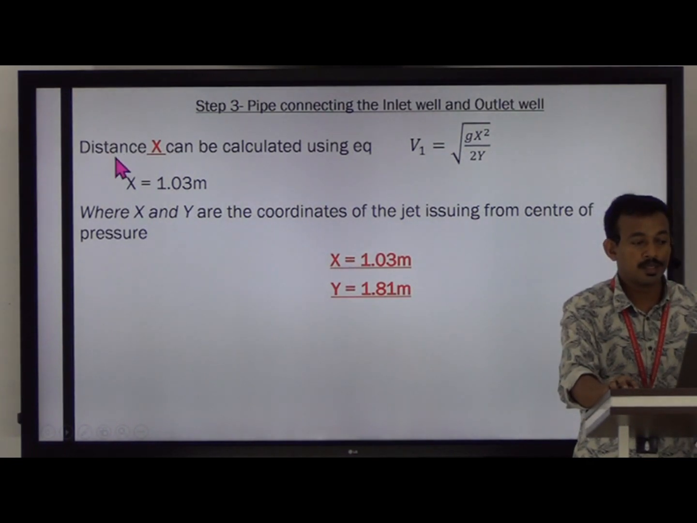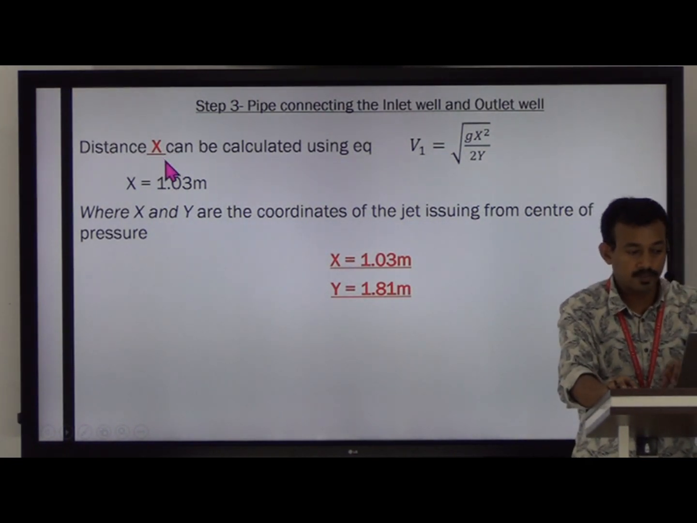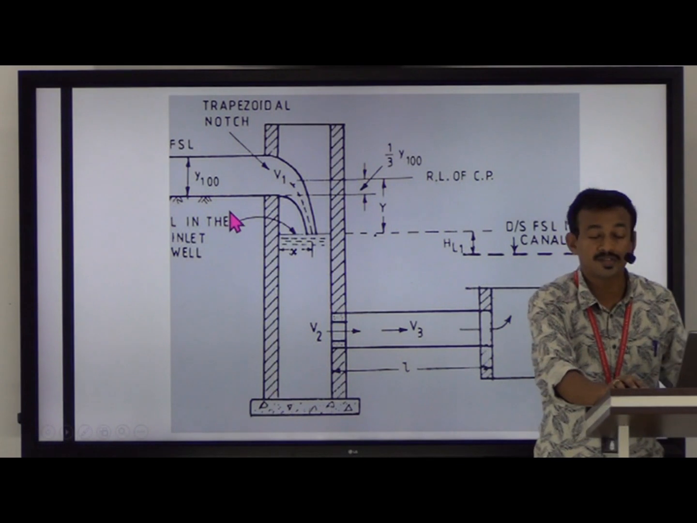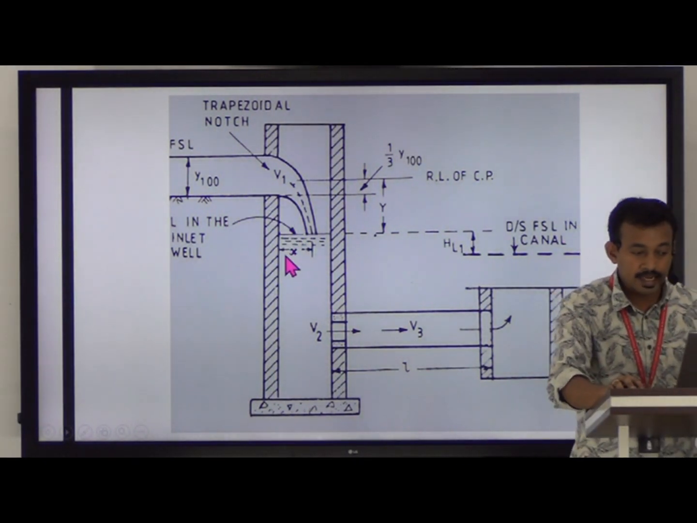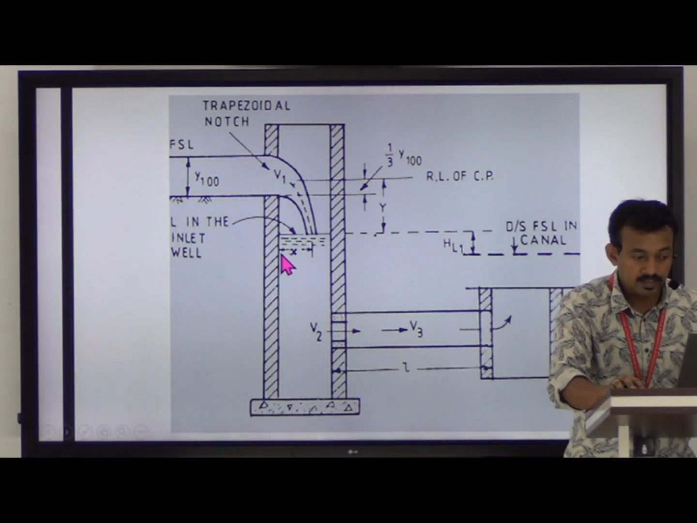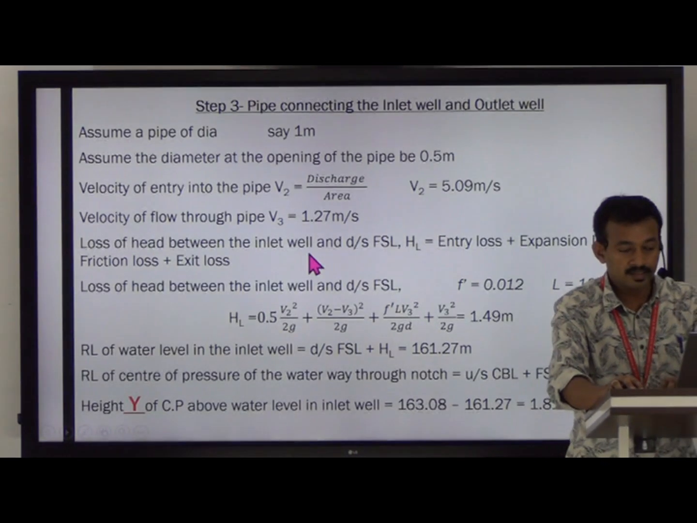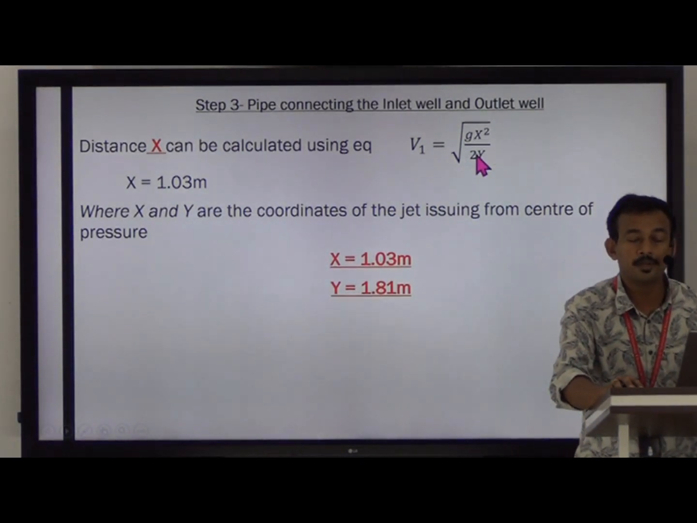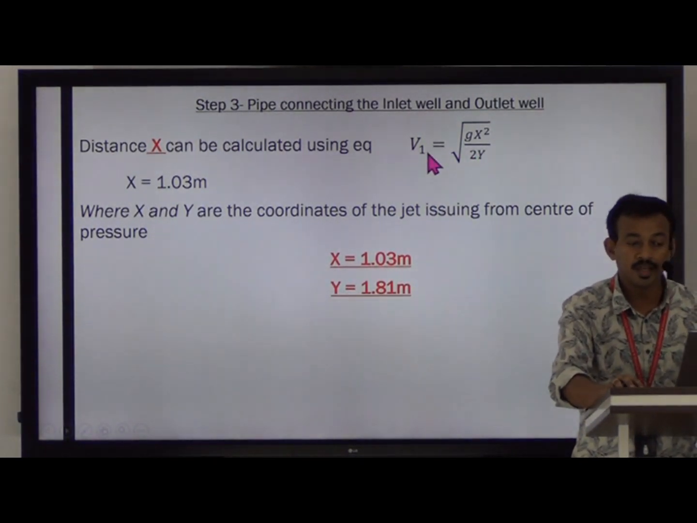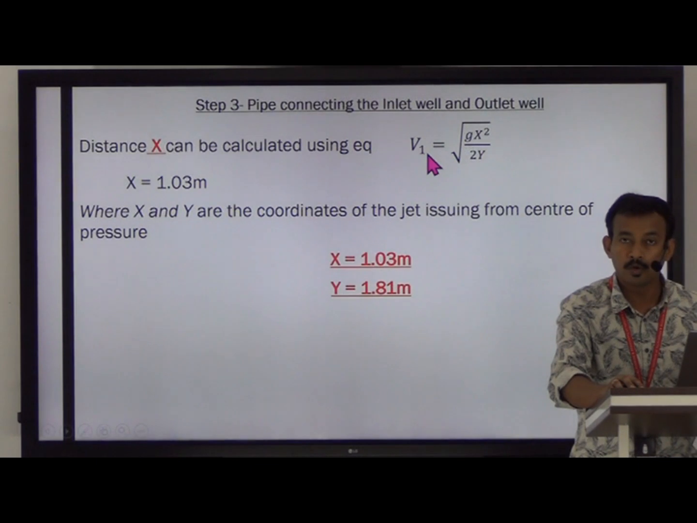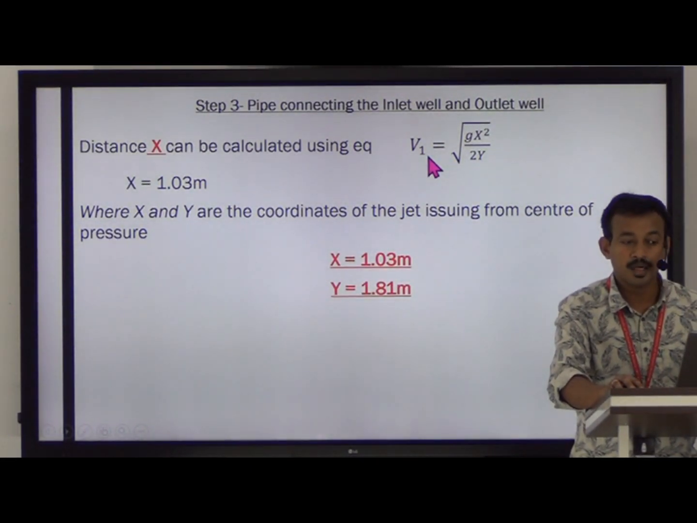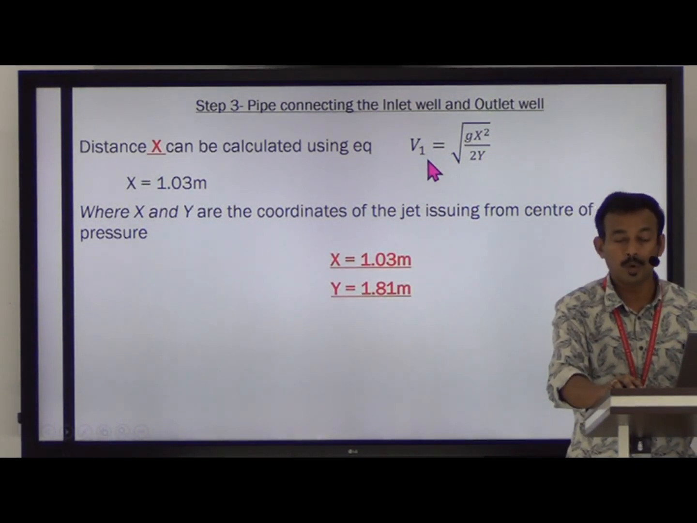Now the next parameter, distance x. From this figure, let's infer what is distance x. Distance x is the distance from the wall of the inlet well up to the center of pressure. So this is distance x, and distance x can be calculated using the basic equation v1 equals root of gx square divided by 2y.